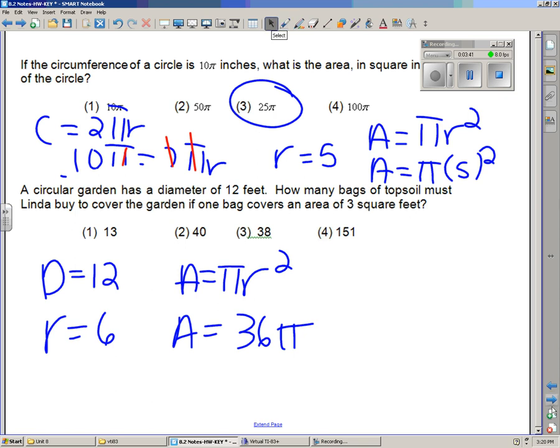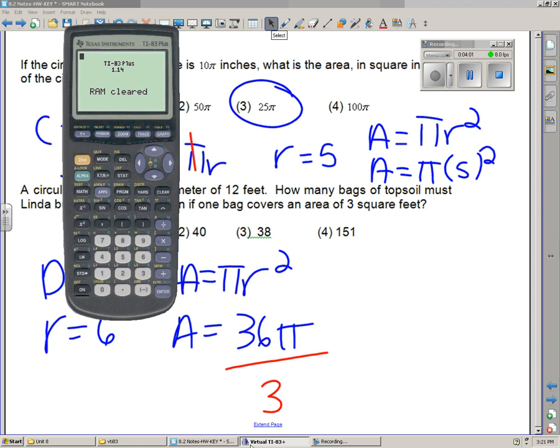Here's what the calculator is going to come up with again. We can do it this way. The topsoil that's needed is going to be whatever 36 pi is, but we're going to divide that by 3 because one bag covers 3 square feet. Let me get to the calculator. We're going to do 36 pi. So I'm going to go in here, 36 pi. That's what the area is. Let's go back.